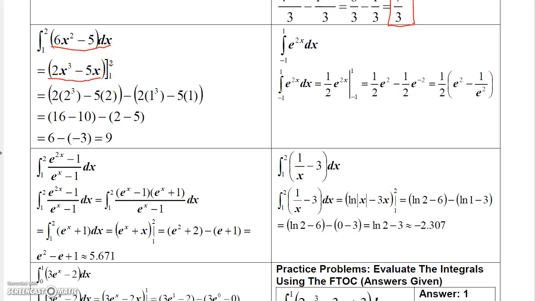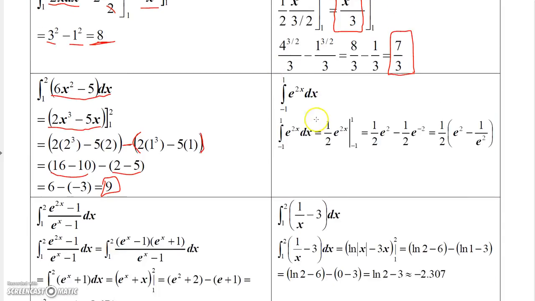So basically what I'm going to do is take this function and evaluate it at 2. So I get 2 times 2 cubed minus 5 times 2. And then I'm going to subtract that same function evaluated at 1, so I'm going to put 1 in everywhere there's an x. You can check my arithmetic, but I got 16 minus 10 for the first expression, which is 6, and then 2 minus 5 for the second expression, which is -3. So 6 minus -3 is 6 plus 3, which is actually 9.